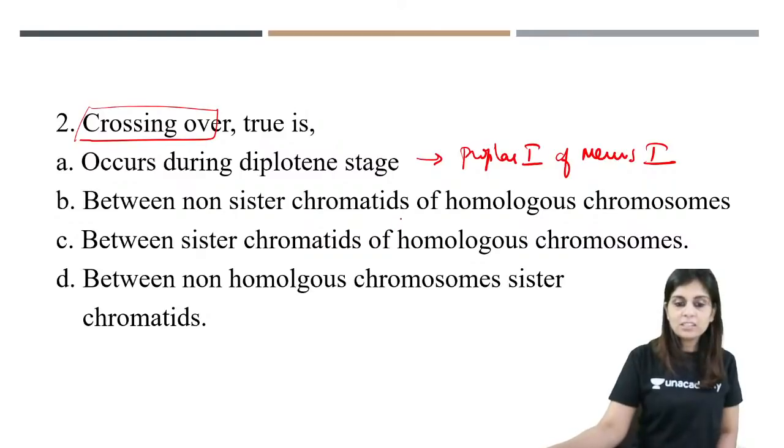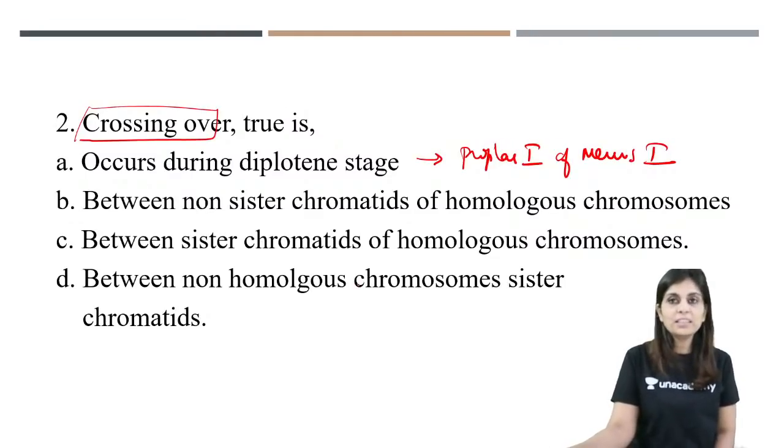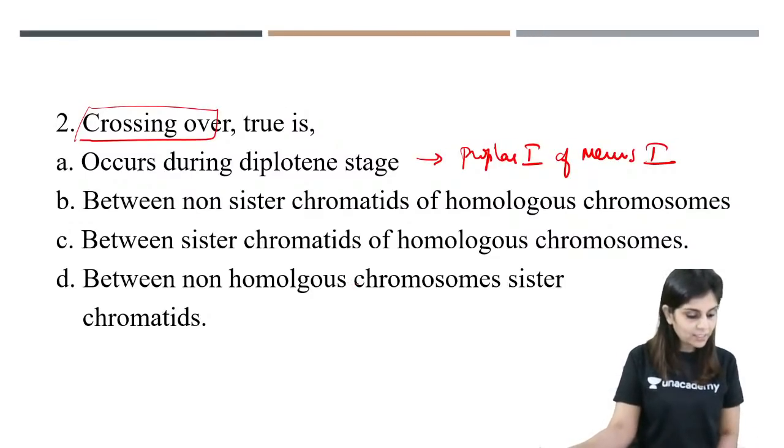Is it between non-sister chromatids of homologous chromosomes? Or is it between sister chromatids of homologous chromosomes? Is it between non-homologous chromosome sister chromatids? What do you think is the right answer? Can I expect an answer in the chat, live chat?